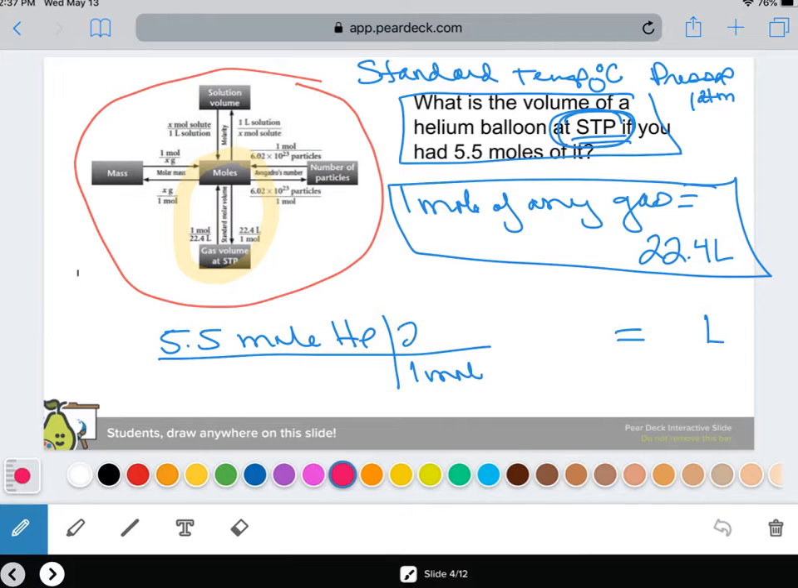So 1 mole goes on the bottom, 22.4 liters goes on the top, moles cancel. And then I have my handy dandy calculator, and that would be 123.2 liters of helium. Okay, so that's how you convert back and forth. Unless it says STP, you can't use that conversion. If it doesn't say that, you have to use something called gas laws, which we'll talk about later.